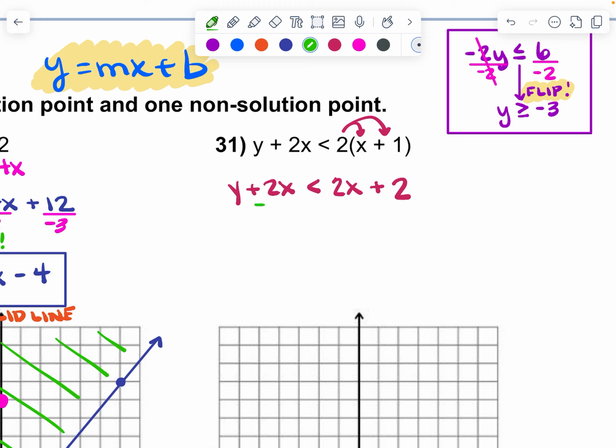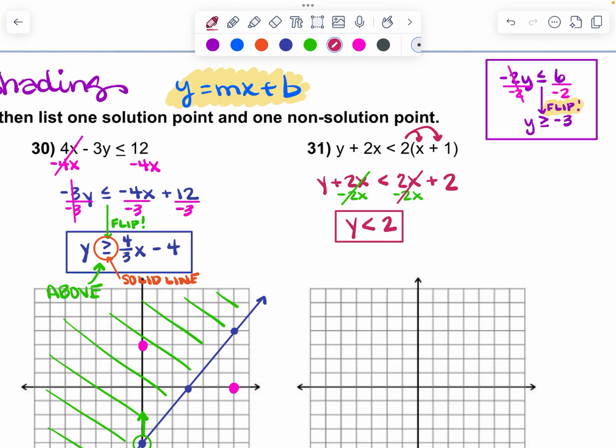All right, I'm going to bring everything else down. We need to get that y by itself. So we need to subtract this 2x term to the other side. And x's can combine with other x's. We don't need to flip the sign because we're not dividing by a negative anywhere. 2x minus 2x actually gives me 0. So this is also going to cancel out. So I'm just going to get the equation y is less than 2.